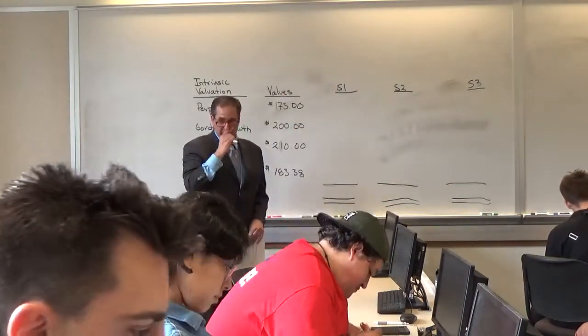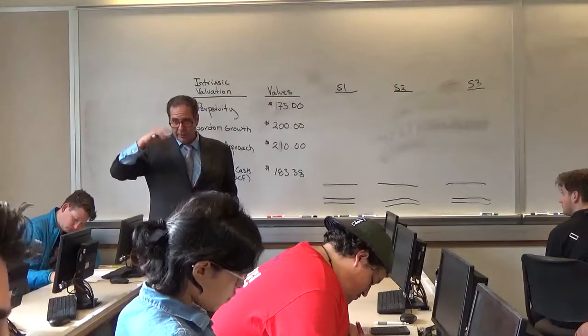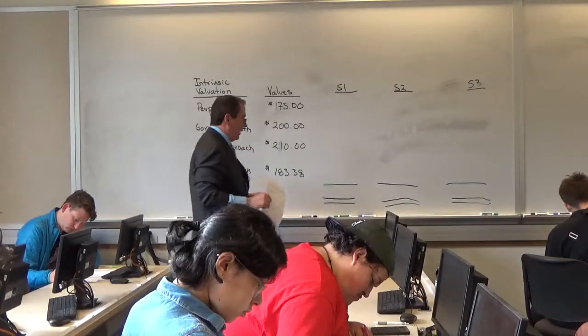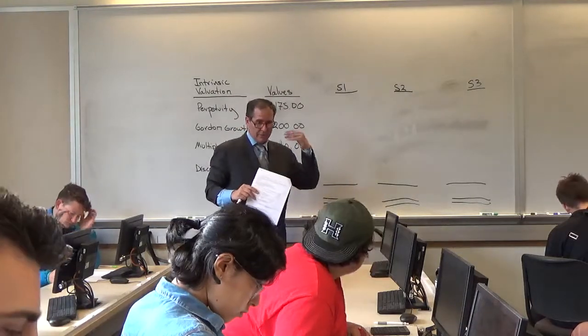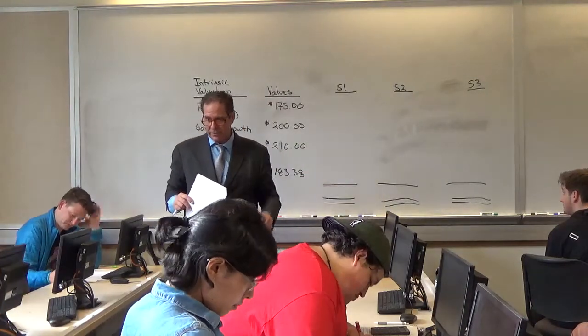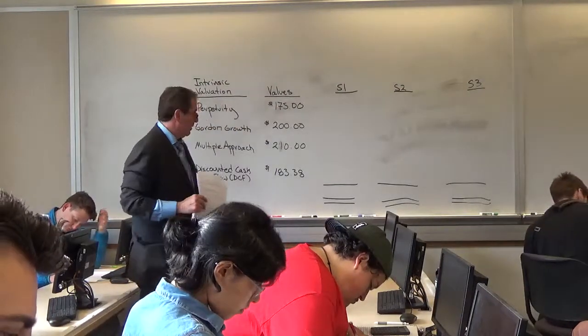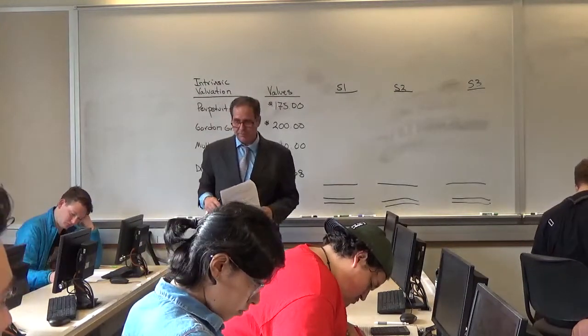So what we're going to do is three scenarios. We're going to do three weighting schemes. And then we're going to pick the weighting scheme that we're going to use to do the final intrinsic valuation, which will be the one in the middle. Okay. So let's just survey.